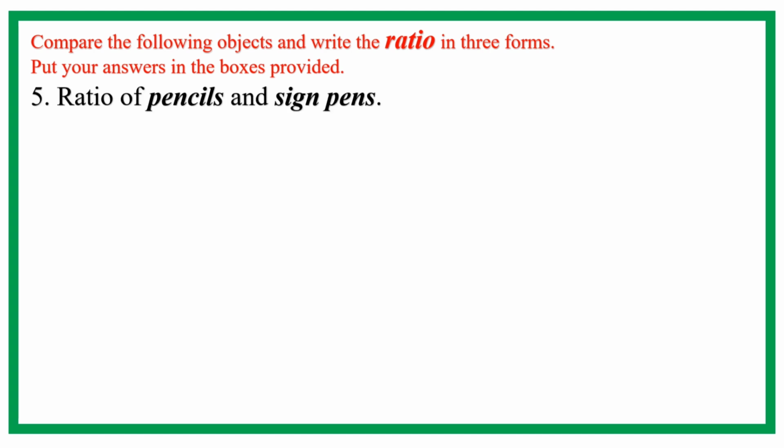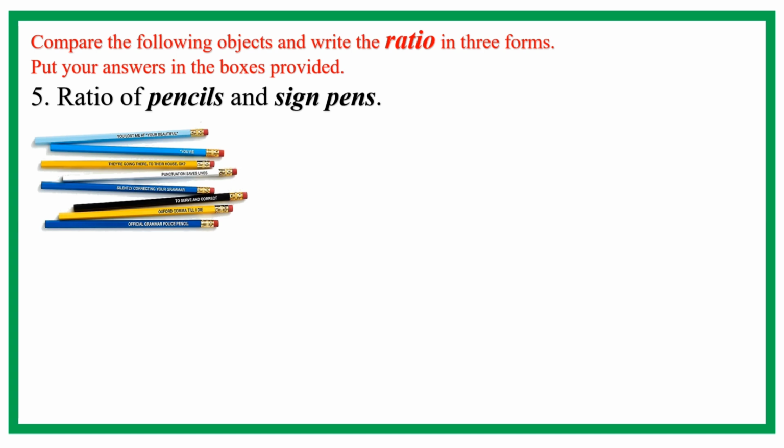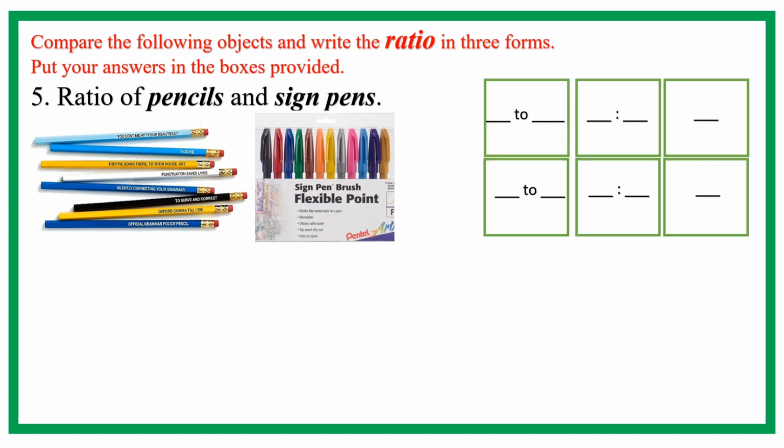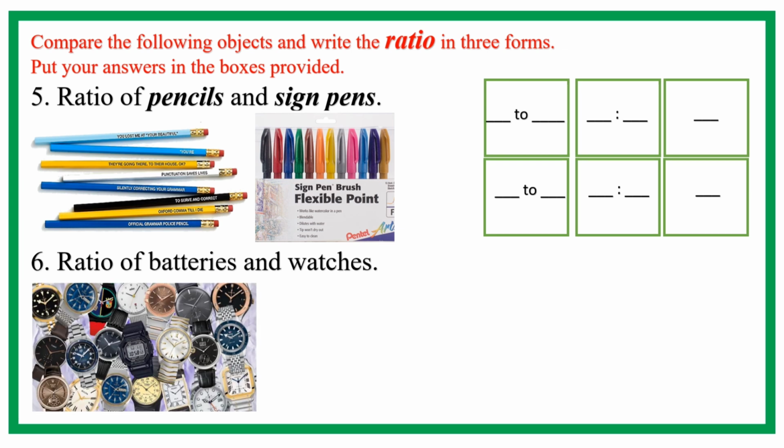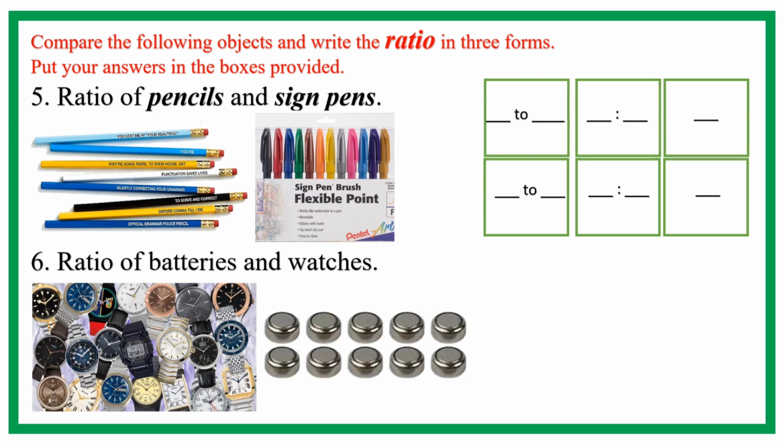Number 5. Compare the following objects and write the ratio in 3 forms. Put your answers in the boxes provided. The ratio of pencils and sign pens. Number 6. Ratio of batteries and watches. If you need more time, you can pause this video.